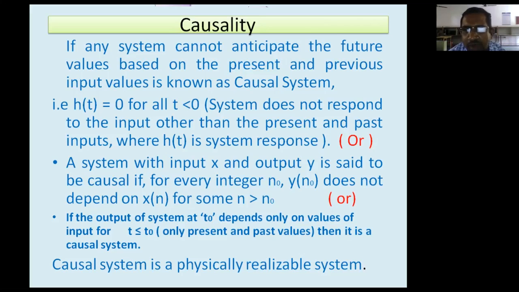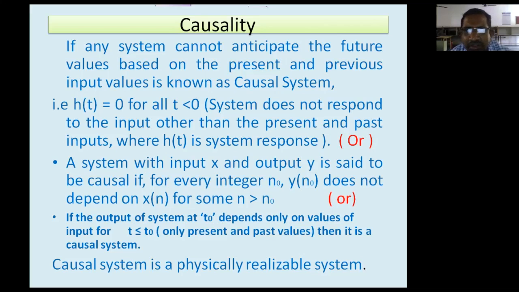In the exam for 2 marks, he'll ask us to define causal system or define causality. So in that case, what do you have to do? Simply write down: if any system has h(t) equal to 0 for all t less than 0, that system is simply known as a causal system for us.